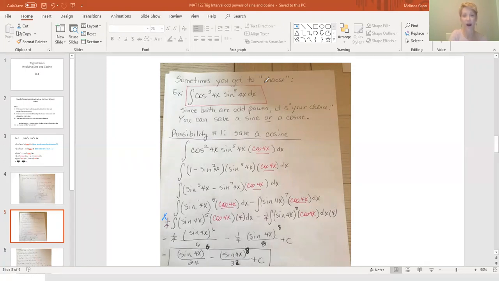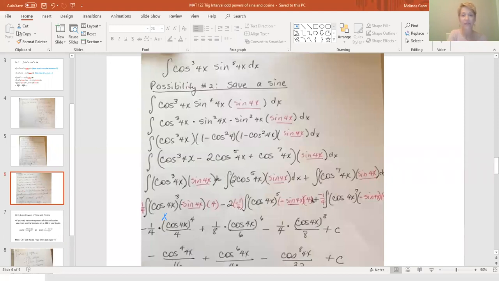But remember, they were both odd, so I could have saved a sine instead of saving a cosine. But look how much more work that would be. If I saved a sine, all right, so I have 5 of them, that would leave me 4. But the only substitution that I know is for sine squared, not sine to the 4th. So I'd have to look at that sine to the 4th as a sine squared times another sine squared. So then I've got to do a substitution from this one, and then I've got to do a substitution from that one. Well, see, both of those sine squareds would be 1 minus cosine squared, okay?